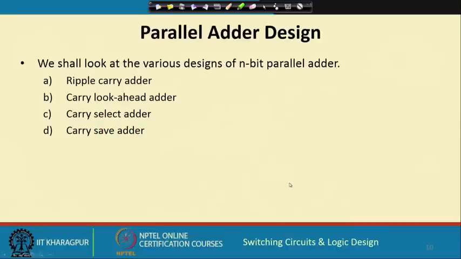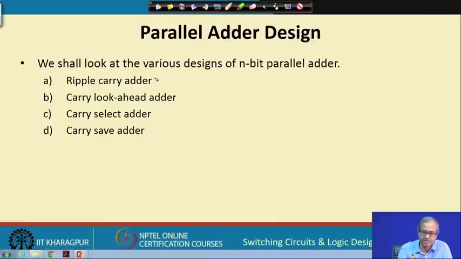So, now we shall see in our next lecture what are the different ways to design parallel adders using these full adders and maybe half adders also. So, we shall look at several different kinds of adders, ripple carry adder and carry look ahead adder in some detail, and we shall briefly look at 2 other kinds of adders which are a little more complex. These are a little advanced kinds of adders. So, this we shall be discussing starting from the next lecture onward.